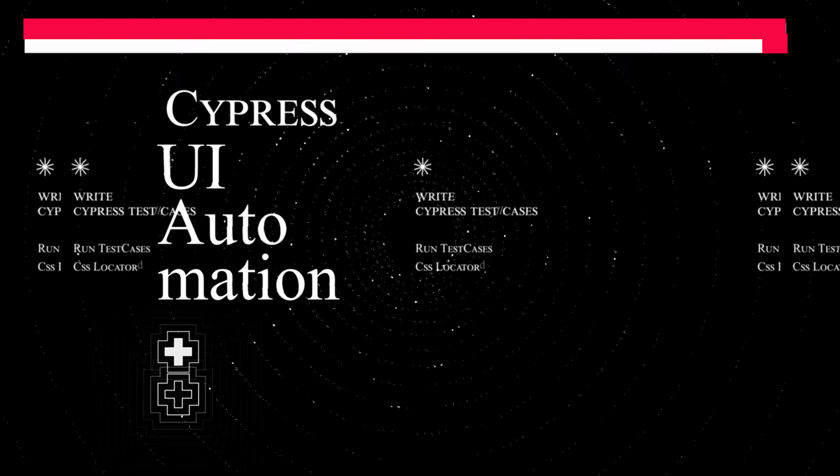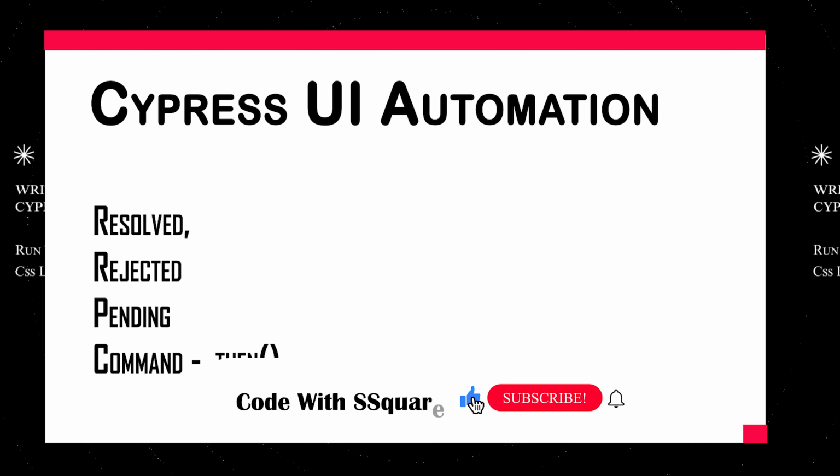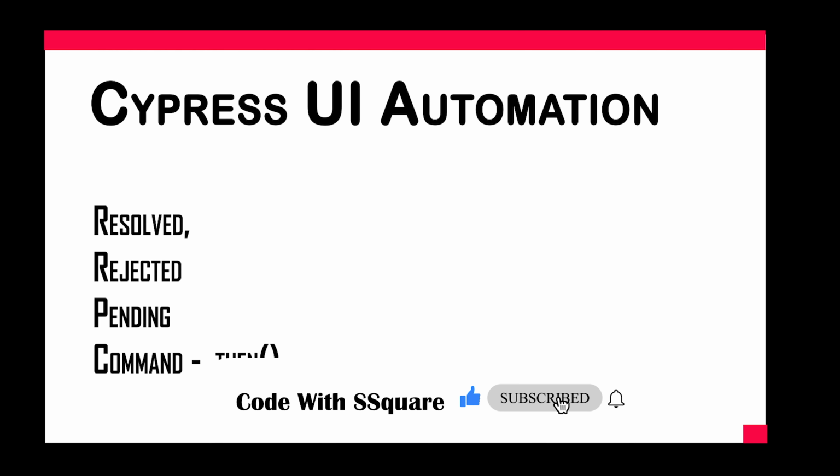So in asynchronous code, every step returns a promise. Here a promise is the state of any step. A promise has three types. First is resolved, second is rejected, and third is pending. When a step is executed, we say resolved. If there is any error in a step, that is called rejected. If any step is yet to execute, it is pending.